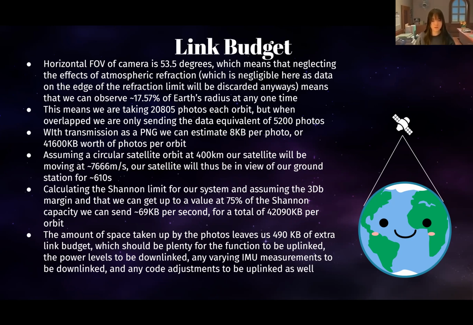Then, after assuming our orbit is circular and it is at 400 kilometers, we can determine the speed of motion and use the parameters of our communications system to calculate the Shannon limit. Multiplying those together and accounting for the fact that our system is not likely to operate at the ideal link capacity, we get the total amount of data we can send per orbit and confirm that we are not only sending less data and images than our link budget can sustain. So we have extra space to send our power data and function data.